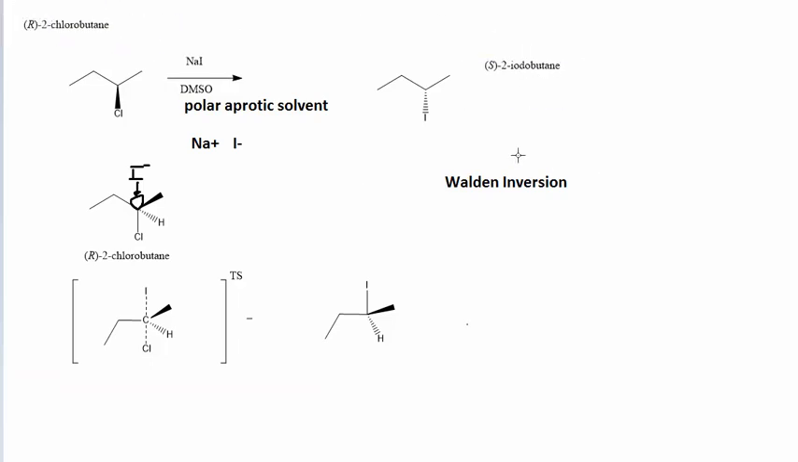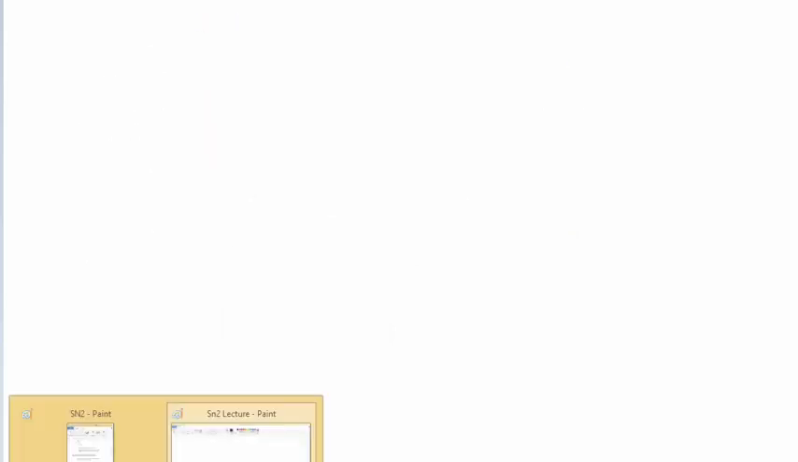Okay? So often, but not always, you'll have R to S or S to R when doing a Walden inversion. This is a very common misconception, that you will always go from R to S or S to R, so let's try to clear that up. Okay, so suppose we have this kind of molecule. Again, this carbon right here, the one that we're interested in, is a chiral carbon.